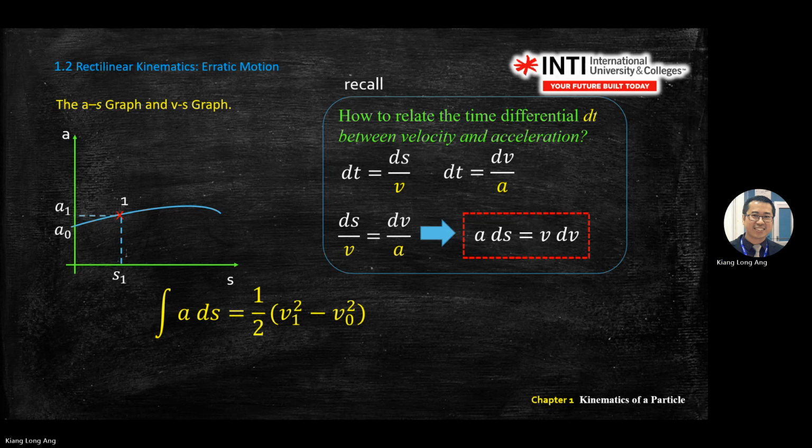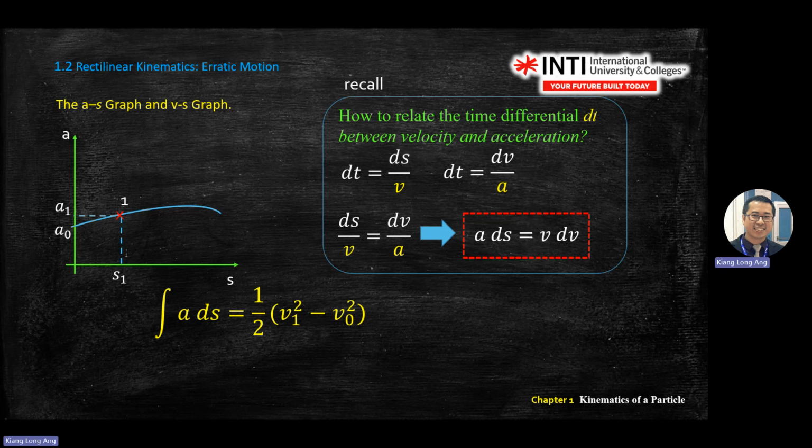Okay, so when you integrate, you see A ds equals V dv. When you see d something, you automatically put in the integration sign. So integrate A ds, and then integrate V dv. For V, integrating V to the power n gives V to the power n plus 1 divided by n plus 1. So you get half of V1 squared minus V naught squared.